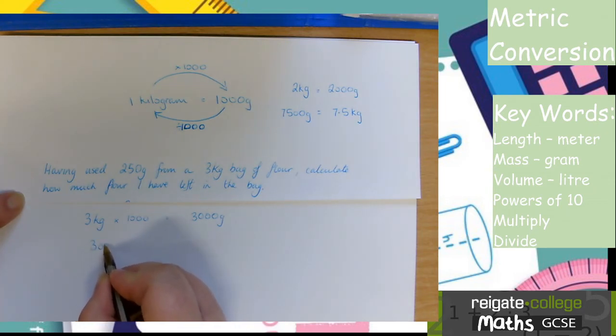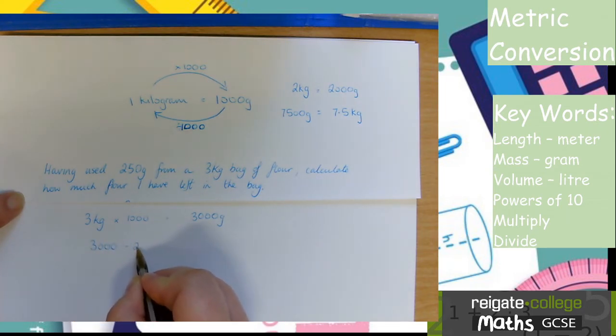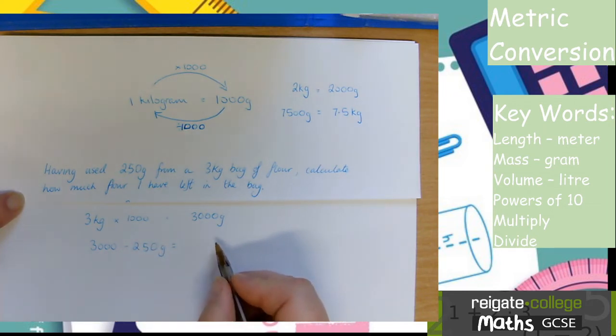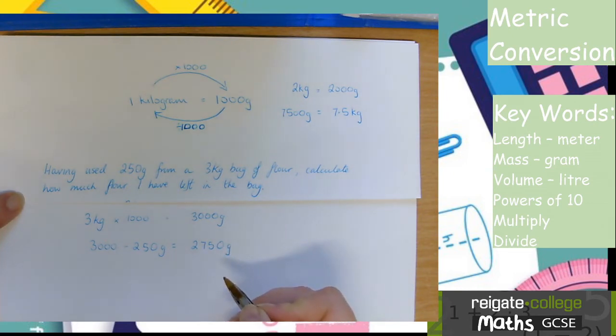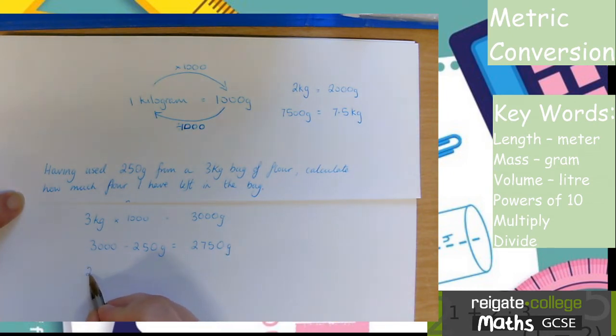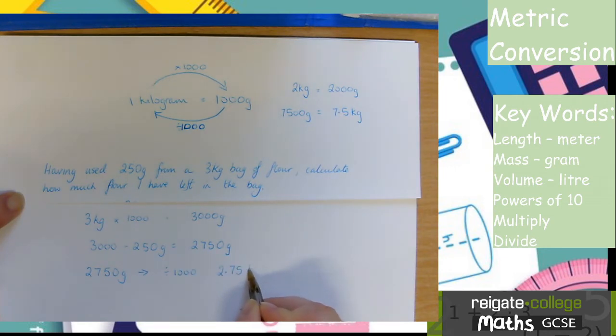I can now take from that 3,000 grams the 250 grams that have already been used, which shows me that I have a total left of 2,750 grams. If I wanted to, I could then convert that 2,750 grams back into kilograms by dividing by 1,000. I have 2.75 kilograms of flour left.